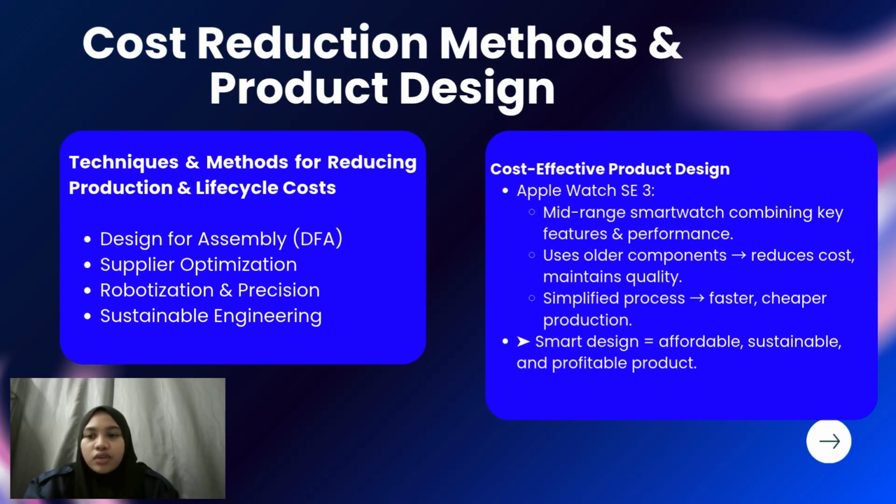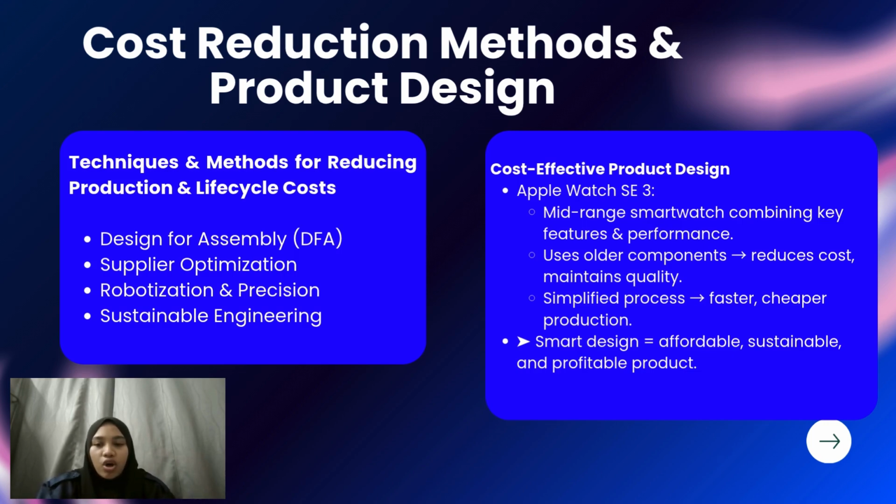Next, we will look at how companies can reduce costs throughout production and product design. Again, using the Apple Watch SE3 as our example. Let's start with the techniques and methods for reducing production life cycle cost. The first one is design for assembly or DFA. This means creating products that are easier and faster to assemble with reduced labor time and error.